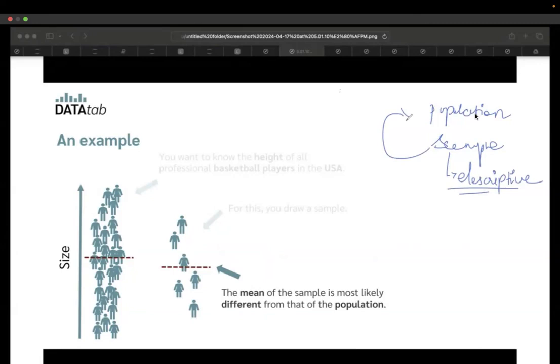Probability means what? Suppose I find the mean of the sample, and I'm going to claim that the mean of the sample is similar to the mean of the population. In that case, what will happen? You will ask me, what are the chances that what you are saying is correct?